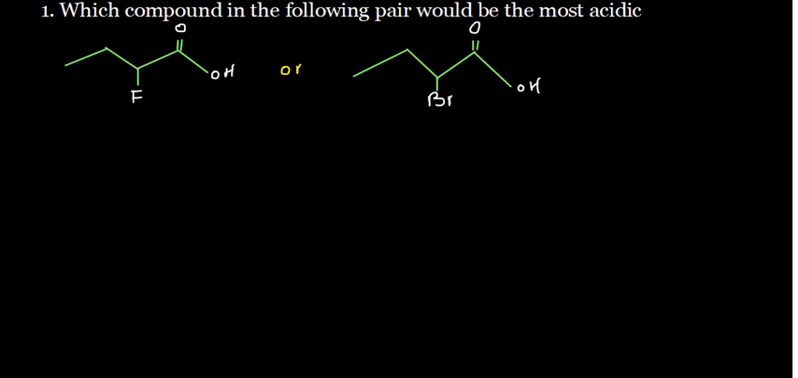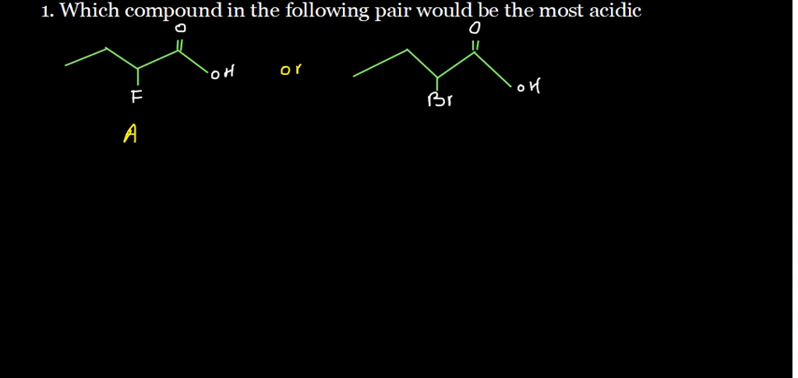Which compound in the following pairs would be the most acidic? So we have this one and this one. If we see, we have the same number of carbons, 1, 2, 3, 4, and even here 1, 2, 3, 4, and they are all acids, but the only difference is that we have a fluorine here, and here we have a bromine. So what would we say? Which one is going to be a much stronger acid? They are all at the same position. Well, we are going to say this one is going to be a stronger acid.